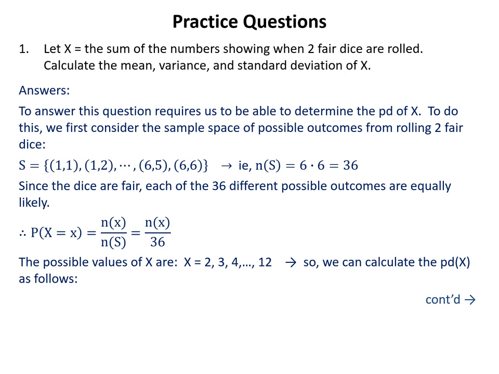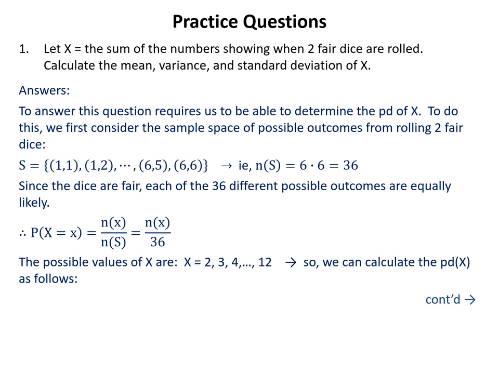To answer this question requires us to be able to determine the PD of x. To do this, we first consider the sample space of possible outcomes from rolling 2 fair dice. As we've discussed previously about rolling 2 dice, the sample space is equal to the set of outcomes from the lowest of 1 and 1 to the highest of 6 and 6. And the number of elements in the sample space is equal to 6 squared, which equals 36. And since the dice are fair, each of these 36 different possible outcomes are equally likely.